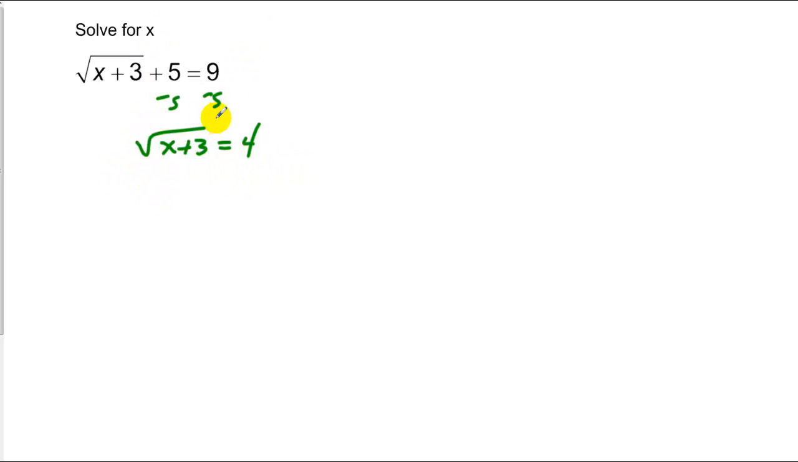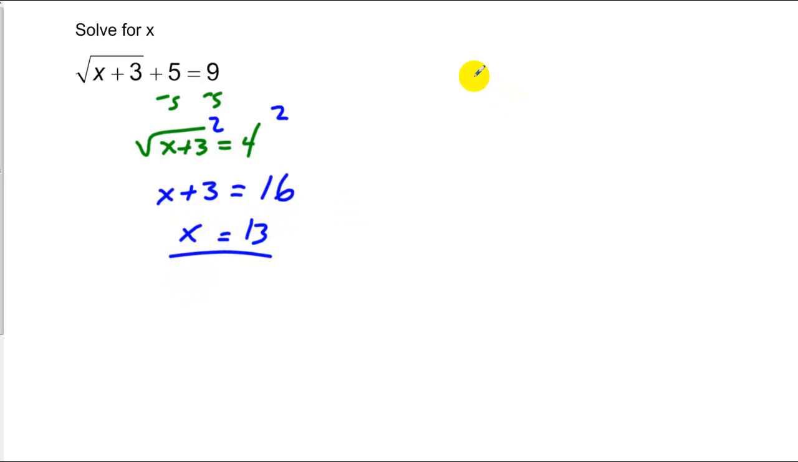I'll take and square both sides. Root x plus 3 multiplied by itself is just x plus 3. 4 squared once again is 16. Subtract 3 from both sides, and x is equal to 13.